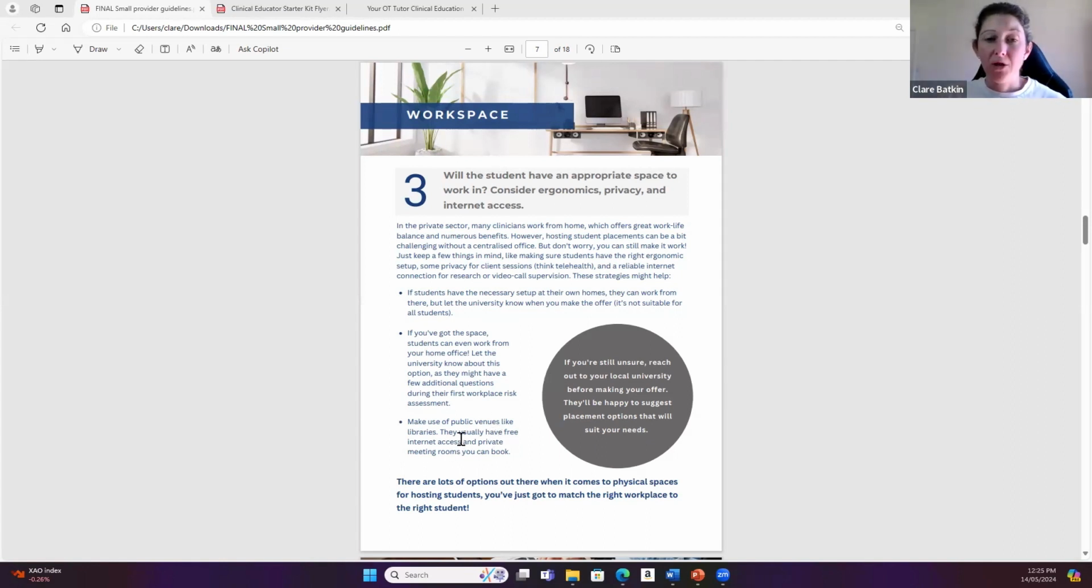But just consider that and make sure you're really upfront with the university when you're making your offer so that they can match the student that's actually going to suit really well.